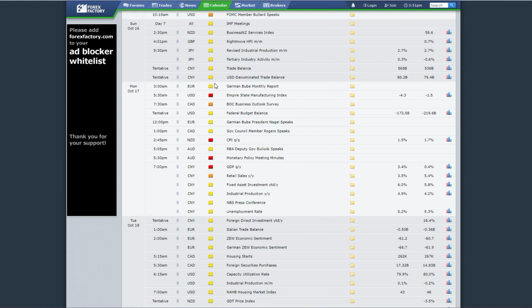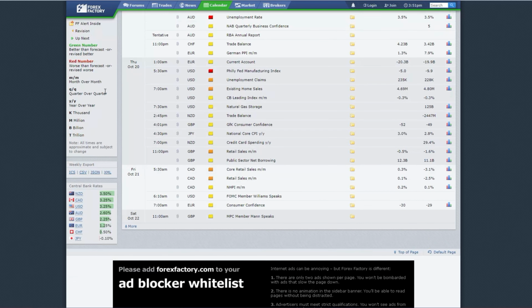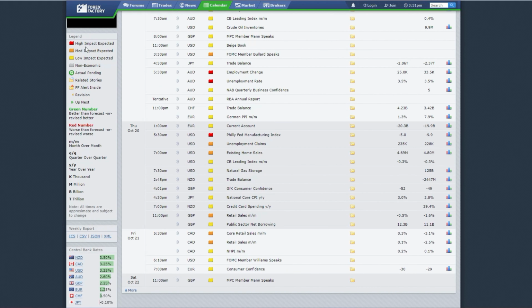You can see here we have different colors. You can come down here and see that we have different colors and they tell you what it is. It's the legend. Red is high impact news, orange is medium impact news, yellow is low impact news, and when it's gray it's non-economic. It means that it's a day off, that the banks and institutions are not working right now, so it's usually not a good time to trade when it's gray.